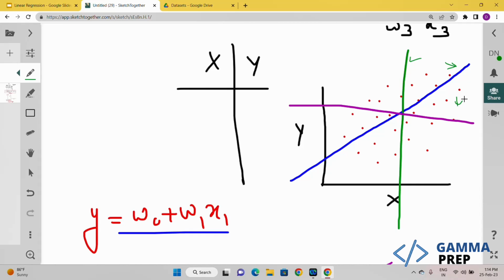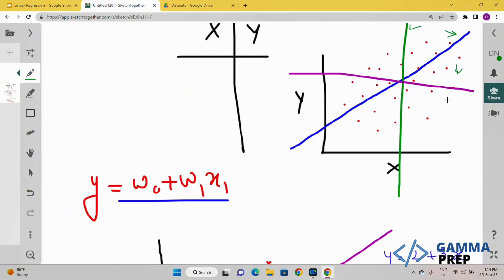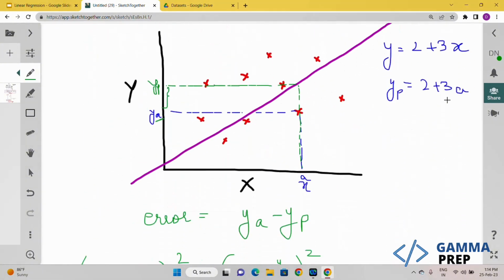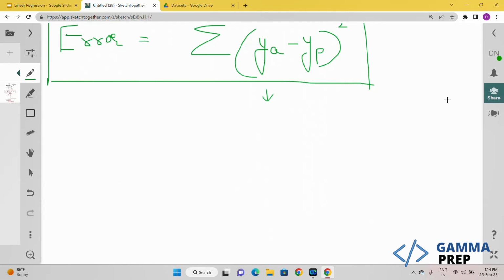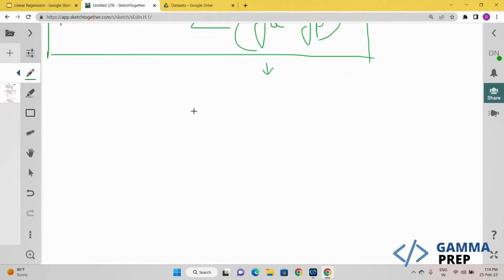So we are only interested in that line which gives us the least error. Now, how do we figure that out? Obviously, there is mathematics involved, but I'll try to give you a gist of it. So basically, this is an optimization problem that we want to solve. That is, we want to minimize this. So basically, we try to minimize this using differentiation and calculus.